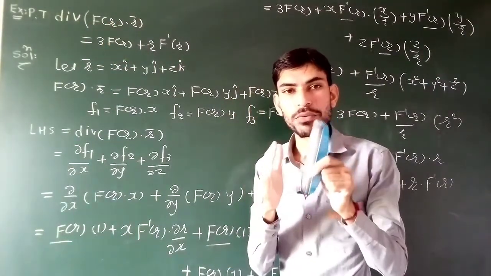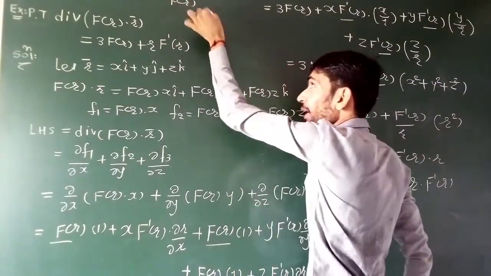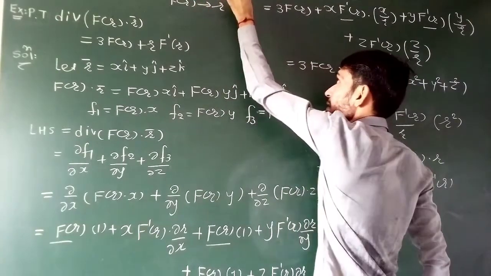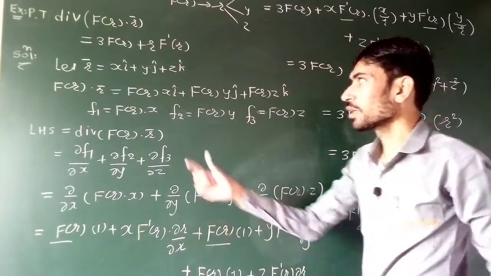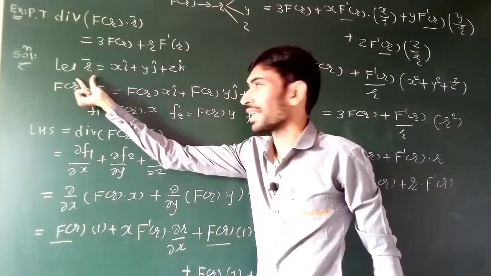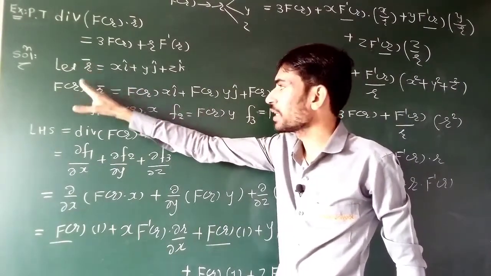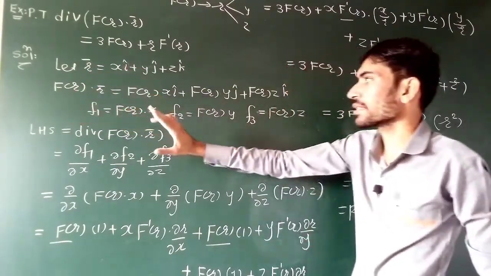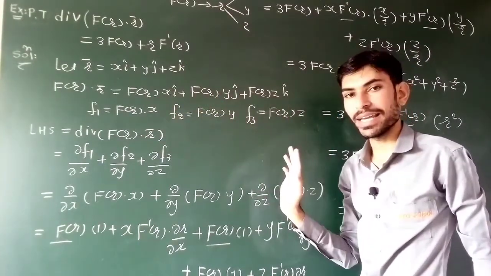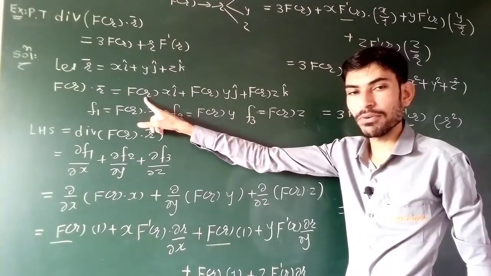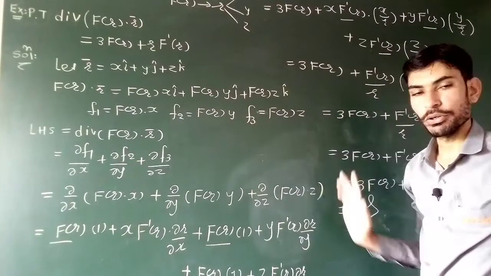This capital F of r is a function of r. So we define capital F of r as a function of r, and r is a function of x, y and z. As we know, vector r bar is xi cap plus yj cap plus zk cap. Now we multiply vector r bar with the function f of r. So we write f of r x i cap plus f of r y j cap plus f of r z k cap. So our f1 is capital F of r x, our f2 is f of r into y, and our f3 is f of r into z.